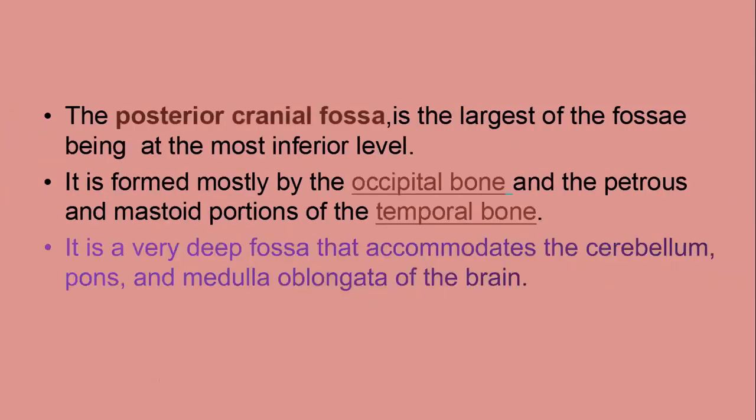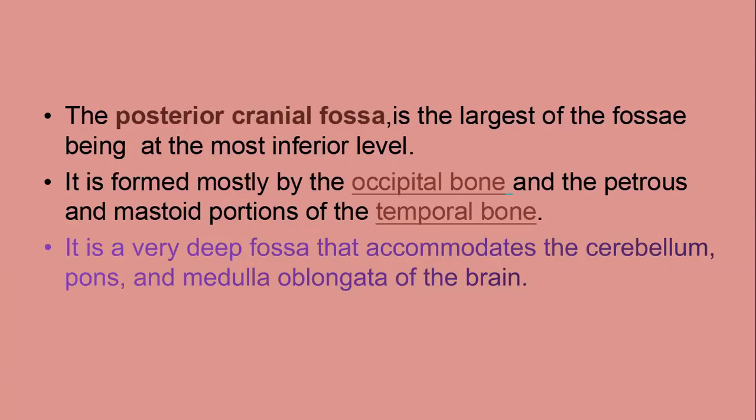Finally, we have the posterior cranial fossa, which is the largest of the fossae, being at the most inferior level. It's formed mostly by the occipital bone and the petrous and mastoid portions of the temporal bone. It's a very deep fossa that accommodates the cerebellum, pons, and medulla oblongata of the brain. So these are just about the structures or other elements within the cranium.